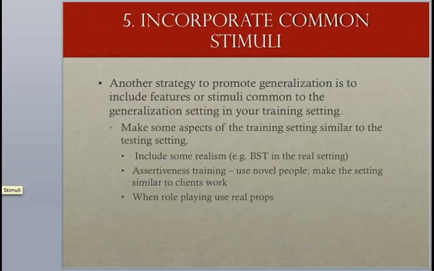Incorporating common stimuli. Another feature to promote generalization is to include features or stimuli common to the generalization settings. You might have to start out with artificial versions, but before you put people out into the environment, you want to use more naturalistic, more common-looking discriminative stimuli. Make some aspects of the training setting similar to the testing setting. Use some realism. Try to make basic skills training look like a real setting.